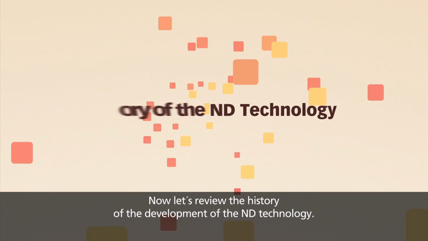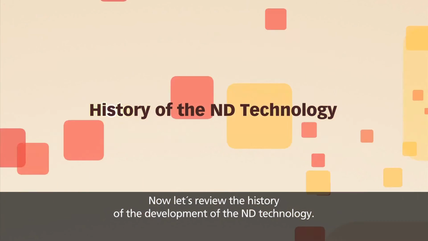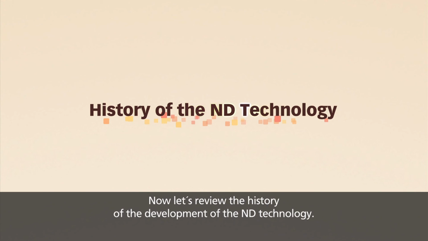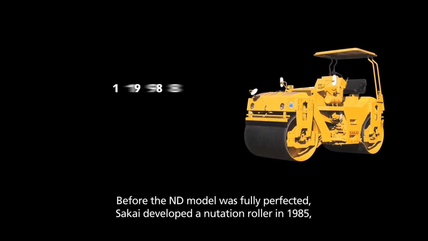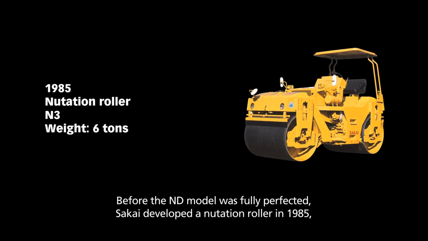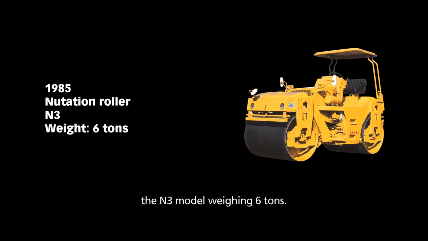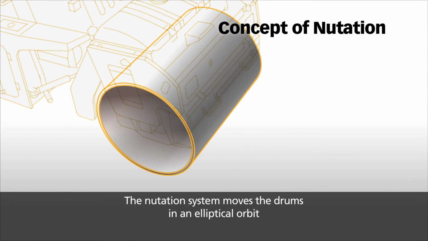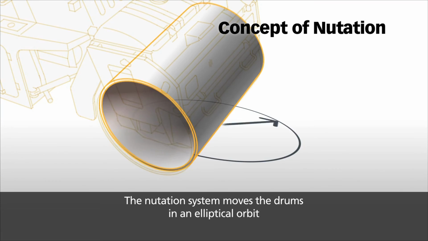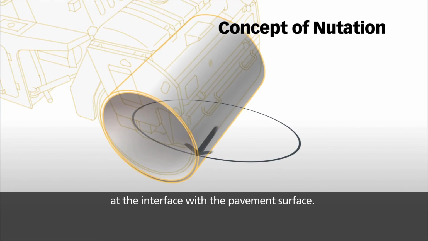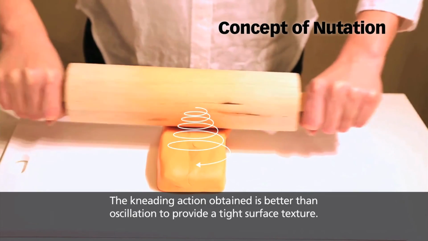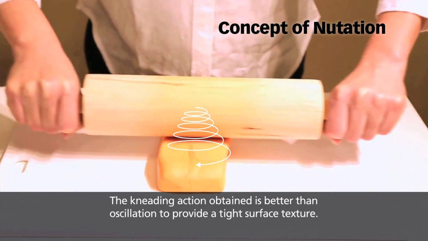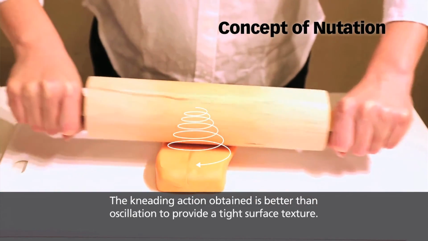Now, let's review the history of the development of the ND technology. Before the ND model was fully perfected, SAKAI developed a nutation roller in 1985, the N3 model weighing 6 tons. The nutation system moves the drums in an elliptical orbit at the interface with the pavement surface. The kneading action obtained is better than oscillation to provide a tight surface texture.